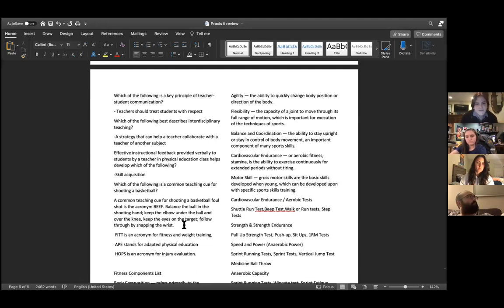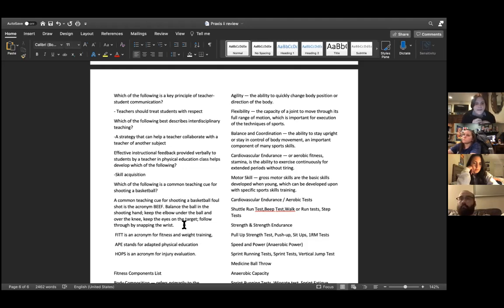Effective instructional feedback provided verbally to students by a teacher in physical education class helps which of the following? Skill acquisition. Which of the following is a common teaching cue for shooting a basketball? A common teaching cue for shooting a basketball foul shot is the acronym BEEF. Balance the ball in the shooting hand, keep the elbow under the ball and over the knee, keep the eyes on the target, and follow through by snapping the wrist.